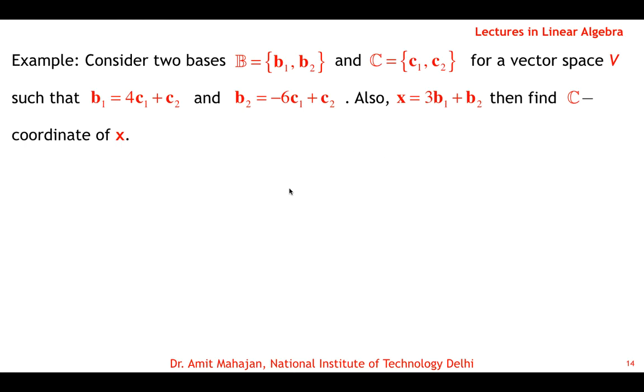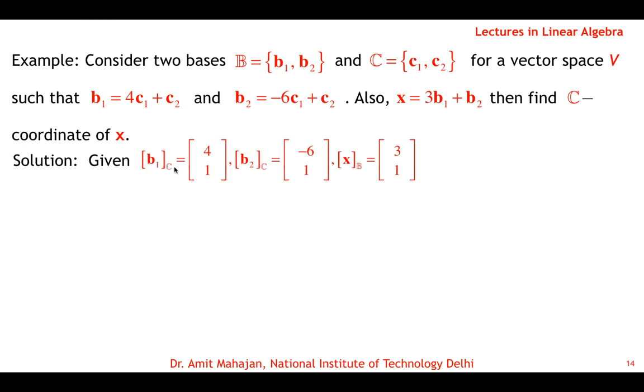So what weights are needed to write x as a linear combination of C? Clearly what you are given is the C coordinate of B1, which is 4 1 as a column, and the C coordinate of B2 is -6 1 as a column. The C coordinate of B2 means if we write B2 as a linear combination of C1, C2, what are the weights? So the weights are -6 1. The B coordinate of x is given because x is written as a combination of B1, B2, so 3 1 are the weights. And what we have to find is the C coordinate of x.